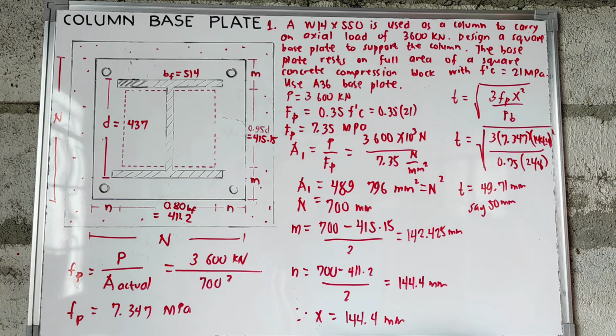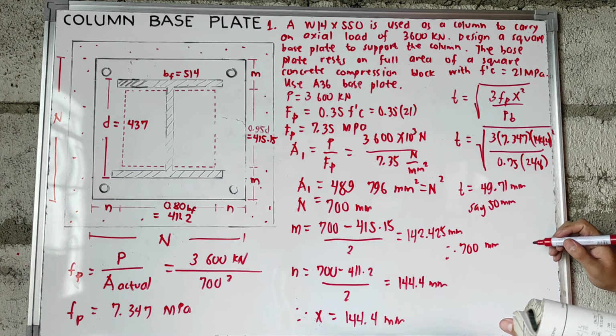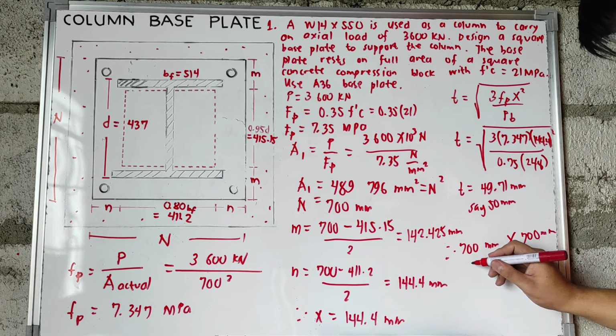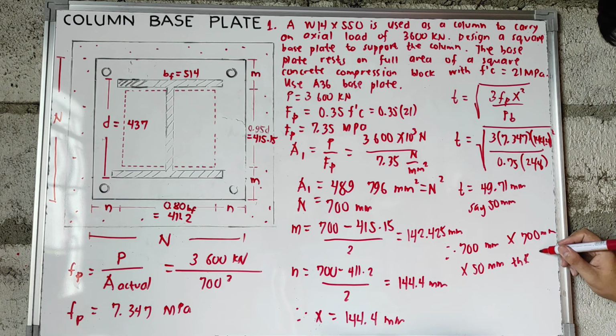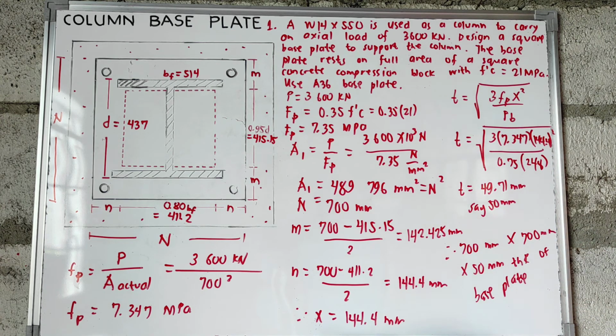So, yung design natin na base plate, that is equal to 700 mm by 700 mm by 50 mm thickness of base plate. So, ito yung na-design natin na base plate dito sa W14 by 550 natin, na ipapatong natin sa concrete compression block na with F prime C, which is equal to 21 megapascal.